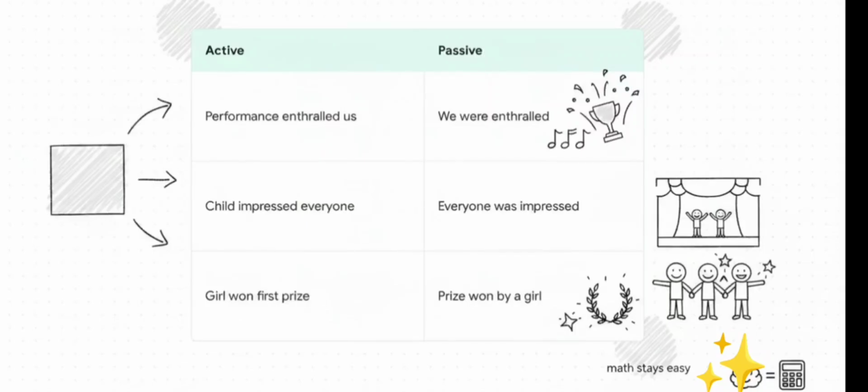The subject block is a girl from Banu. Verb is won, object is the first prize. The whole phrase, a girl from Banu, moves to the end. The verb won becomes was won, resulting in the first prize was won by a girl from Banu. See? You just identify the complete block, and the math stays easy.